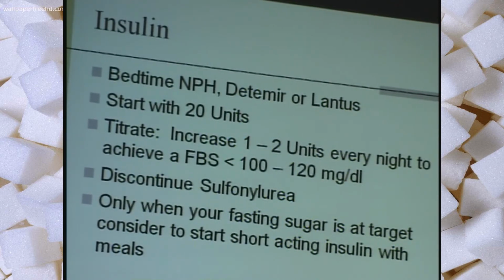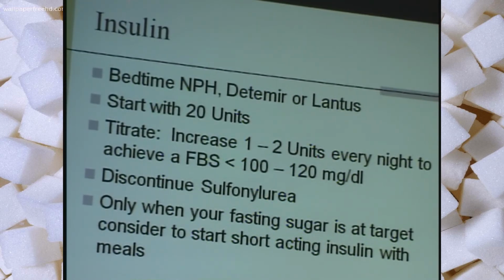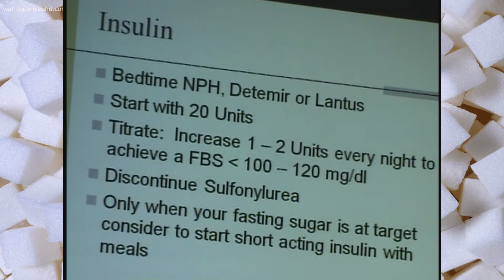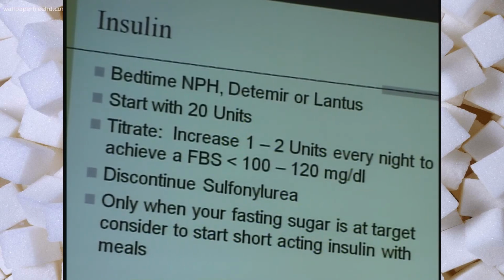You can start with 20 units. That's good for everybody because the average patient is 70 kilos. And when I was in internal medicine, I always was wondering, they tell me 1 unit per kilo. You're not going to start these patients on 70 units of insulin. You'll kill them. So that formula doesn't really work for the outpatient setting. Just start them on 20 and teach them how to titrate.